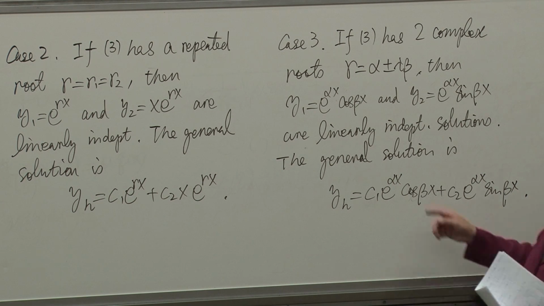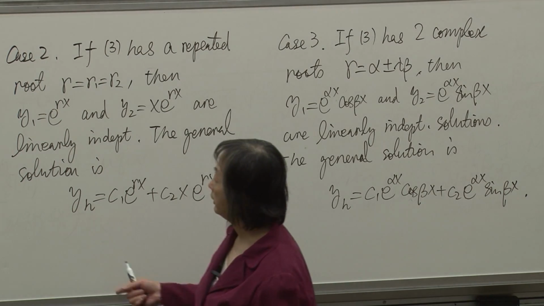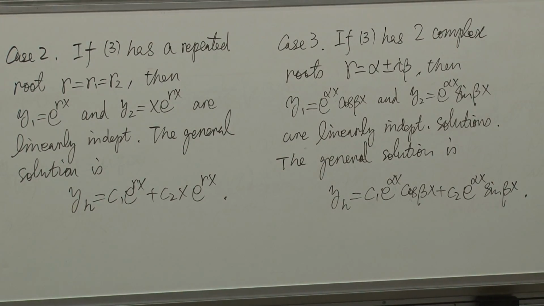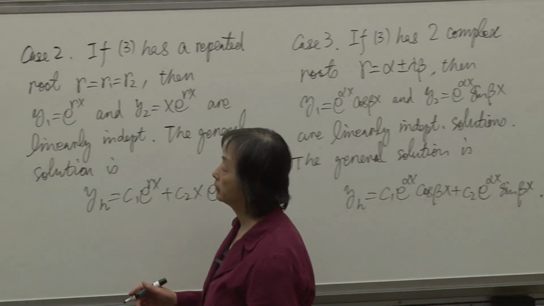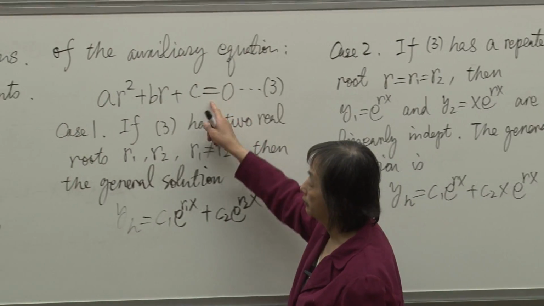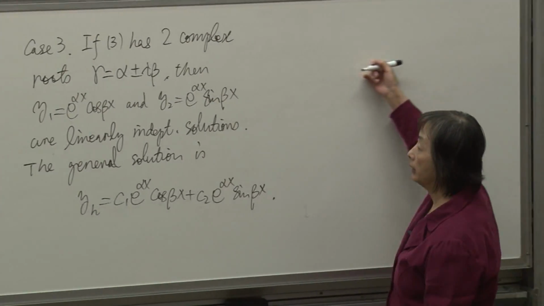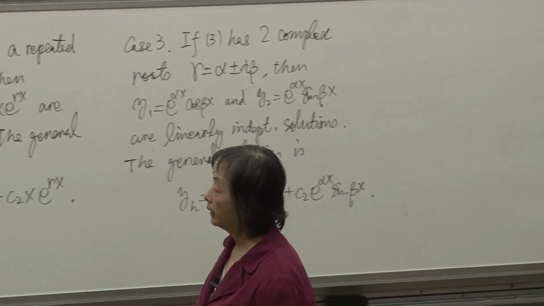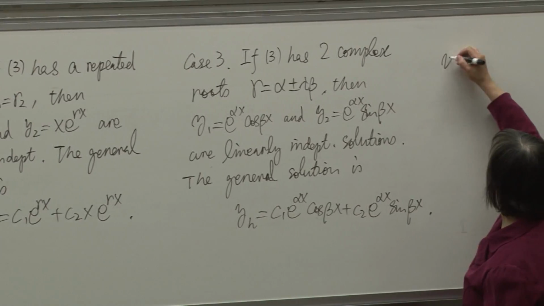We have to consider three cases because we have different expressions for the general solution in these cases. That's why it's very important to start with the auxiliary equation if we have a homogeneous equation with constant coefficients. And then the next type of second order homogeneous equation is Cauchy-Euler equations.